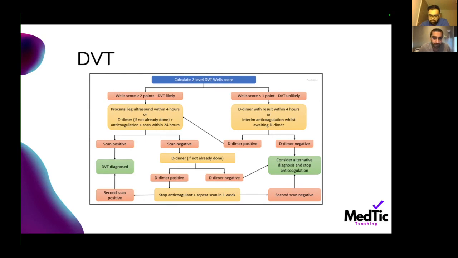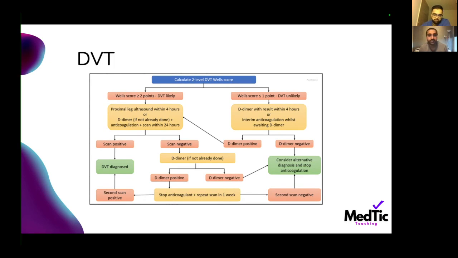you do the Wells score, and different things in the scoring system. I don't think you need to necessarily memorize it, but you should get an idea if someone's scoring above 2 or less than 2. It's age, cancer, if a patient's recently had surgery, immobile for some period of time, long haul flights, those sorts of things. If they're scoring greater than 2, then yes, you're going to do an ultrasound.